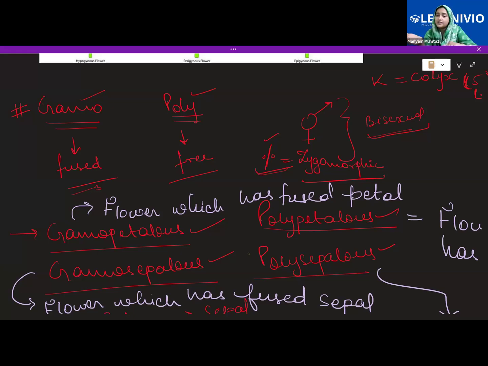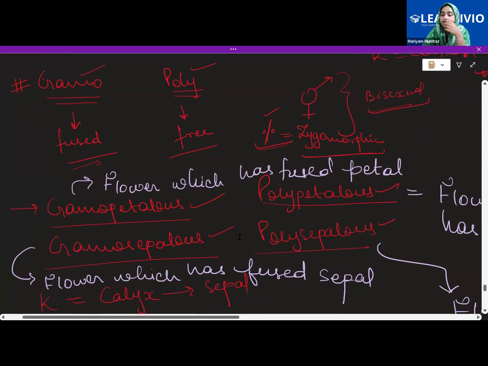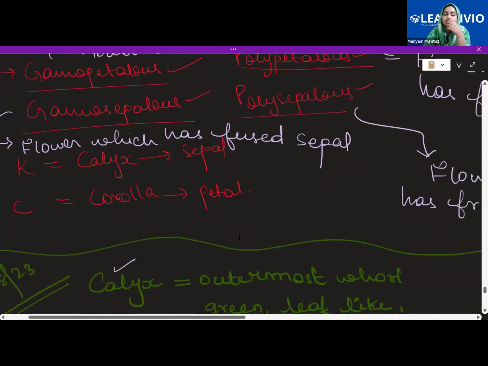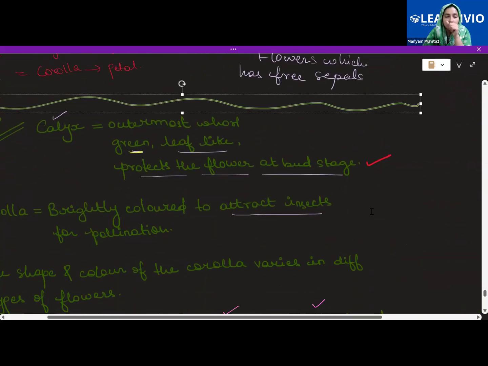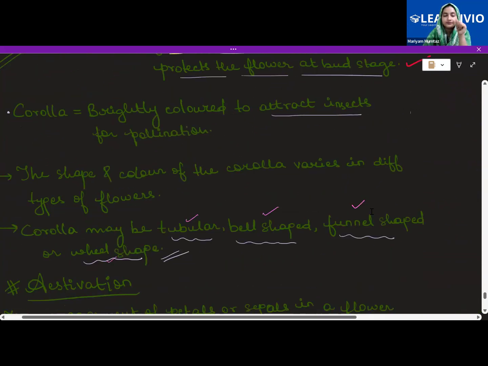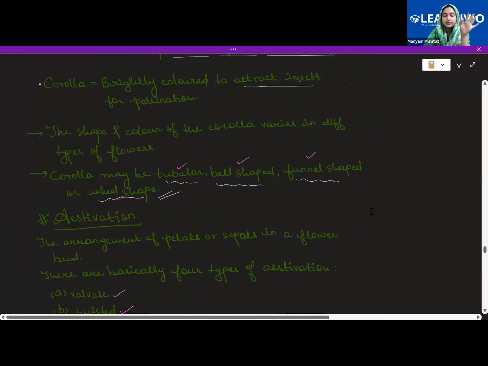Same thing for sepals also. Gamosepalous is when the sepals are fused. Polysepalous is when the sepals are free. Is it clear? Yes, ma'am. Okay, any doubts up until now, students? Anything you want to ask?